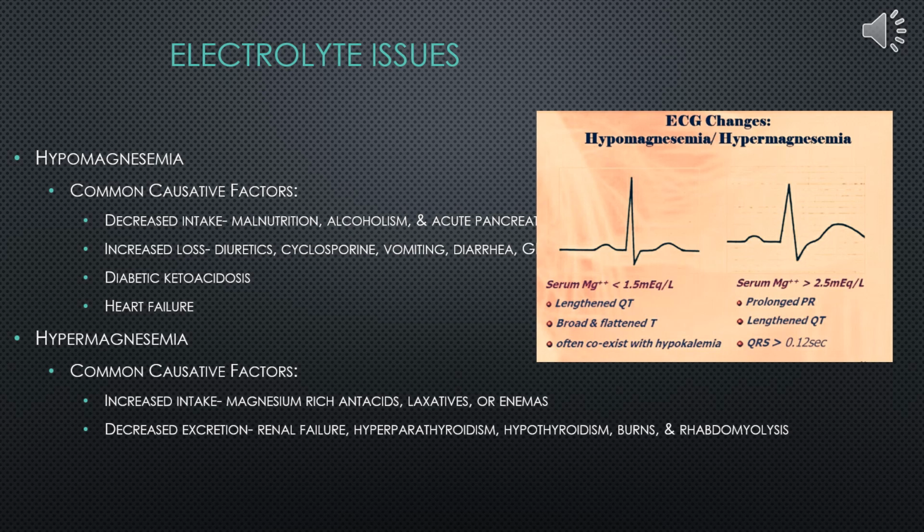EKG changes, usually we see prolonged PR, QRS, and QT intervals, so that space gets a little bit wider for that QT. And then sometimes we'll see AV block or bradycardia with hypermagnesemia.